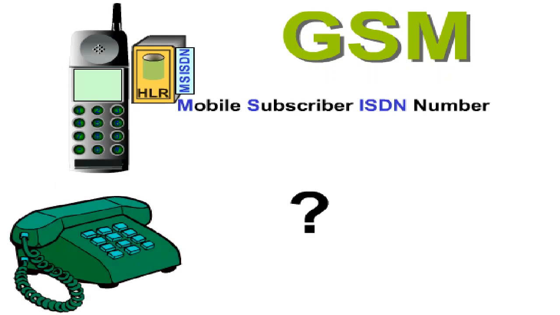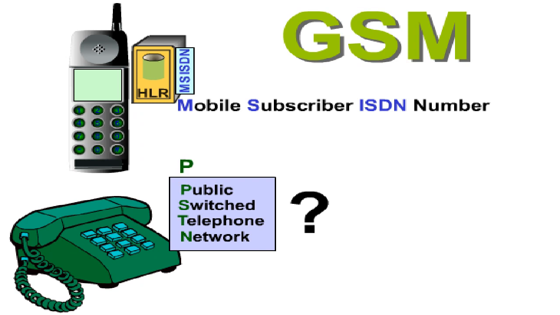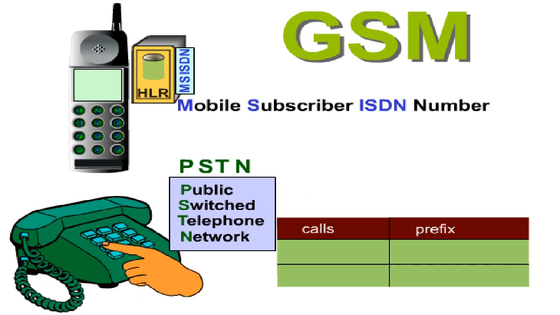How do you dial this number from a public switch telephone network, or PSTN? First, dial a prefix to distinguish between national and international calls. For national calls, the prefix is usually 0. For international calls, it's 2 zeros and 2 or 3 digits depending on the country. In GSM networks, it's sufficient simply to enter a plus sign instead of the 00.